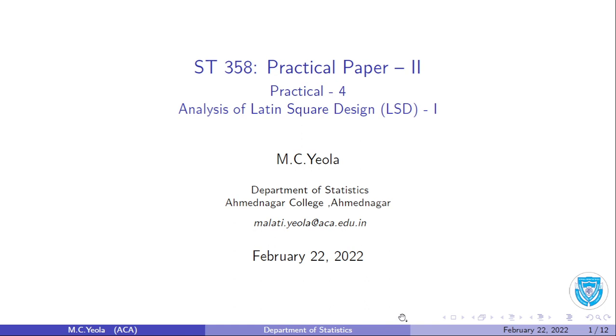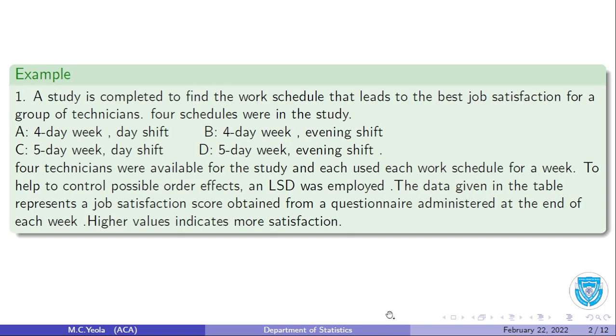This is practical number 4, analysis of Latin square design. In this first example, a study is completed to find the work schedule that leads to the best job satisfaction for a group of technicians. 4 schedules were in the study.